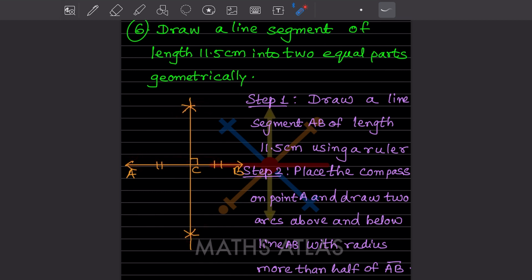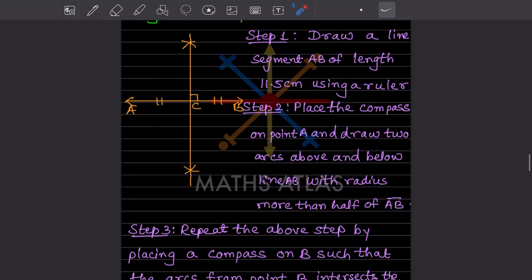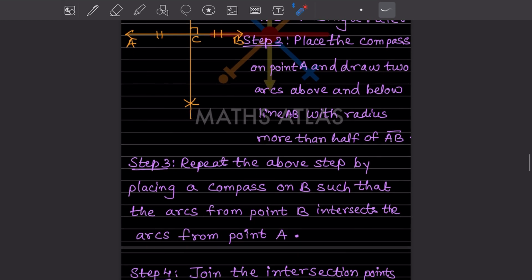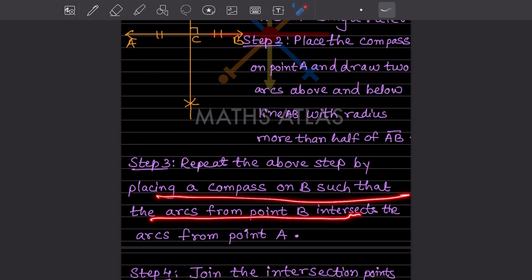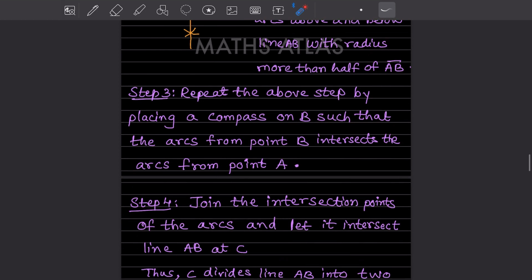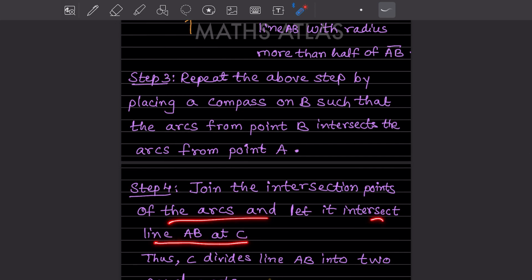Then you are going to repeat the same step by placing the compass on B. Again, with the same distance, you will draw an arc over here and an arc over here. Whenever you draw the arcs, you see the points where they meet; you are going to mark them and then draw a line. So you repeat the above step by placing the compass on B such that the arcs from point B intersect the arcs from point A, then join the intersection points of the arcs and let it intersect line AB at a point.